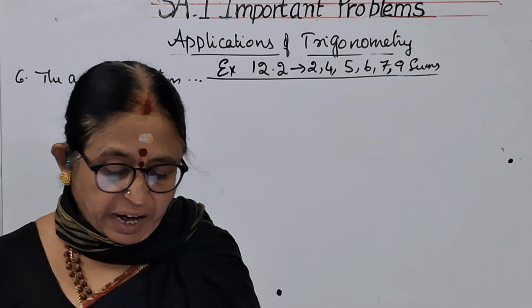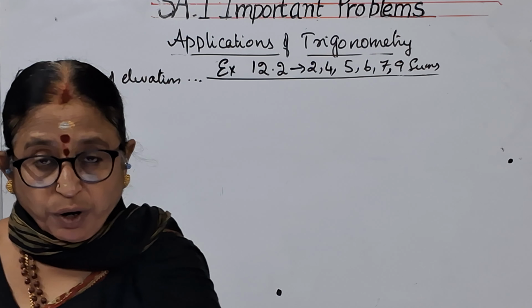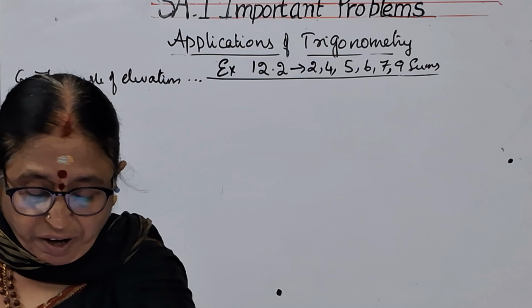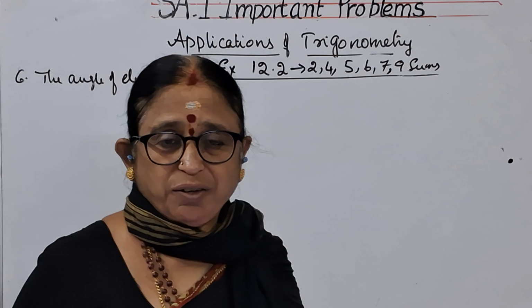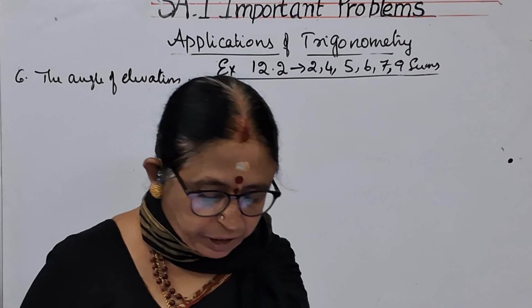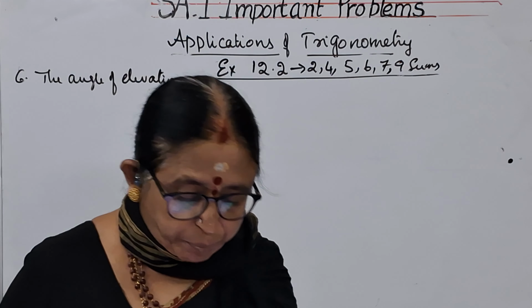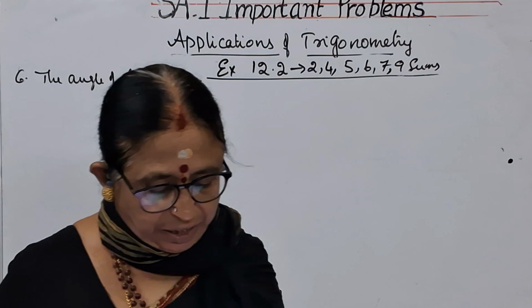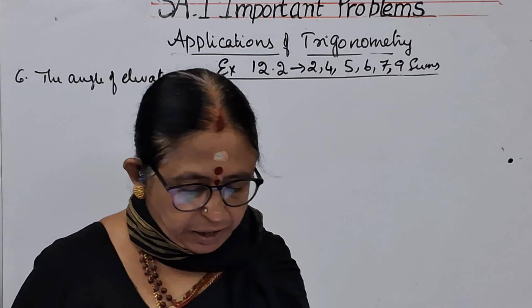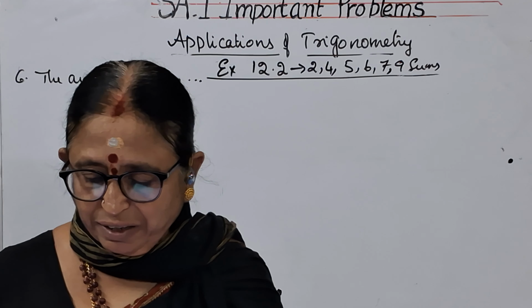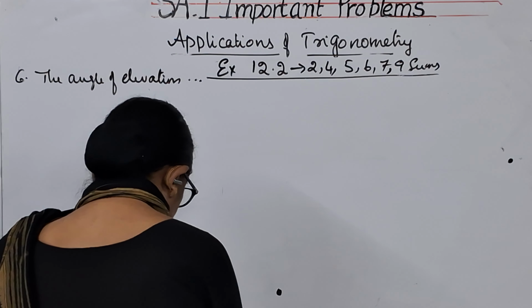What did they give? The angle of elevation of the top of a building from the foot of a tower. You actually have two structures. One is a building and another one is a tower. Usually the building height will be lesser than that of the tower. From the bottom of the tower, the angle of elevation of the top of the building is given as 30 degrees, and the elevation of the top of the tower from the foot of the building is 60 degrees. Find the height. So, let me see this, children.